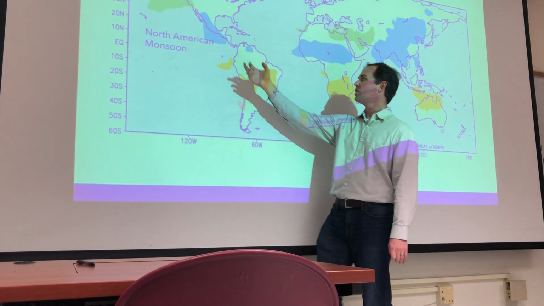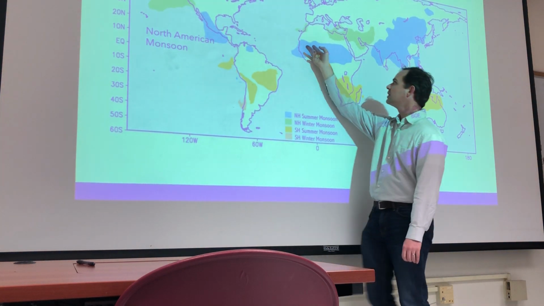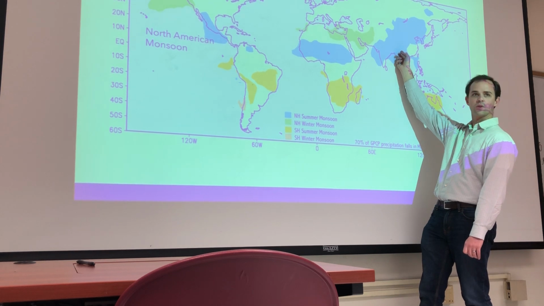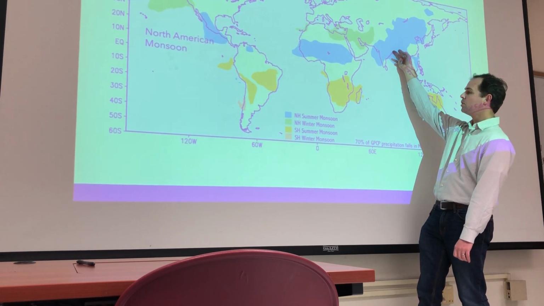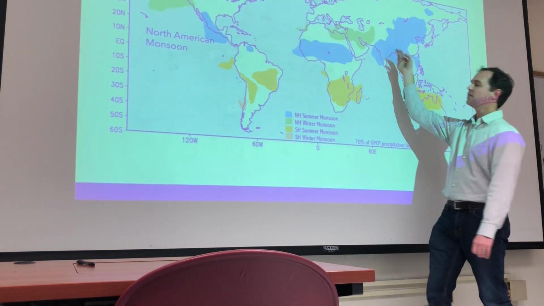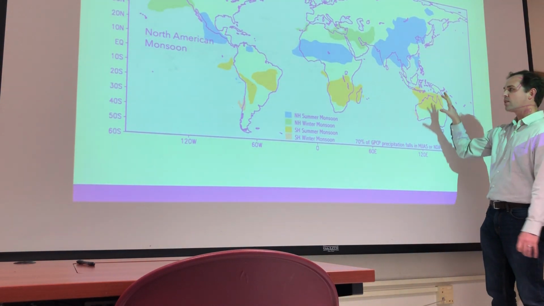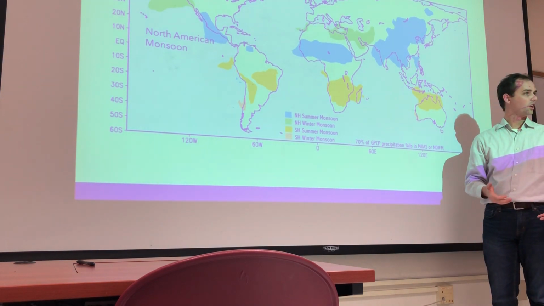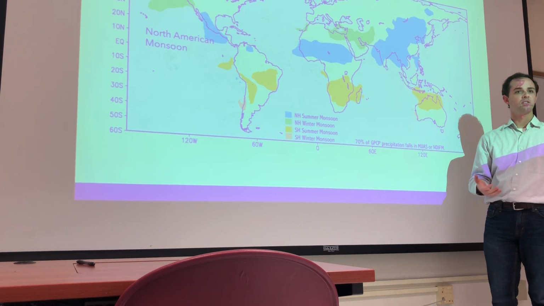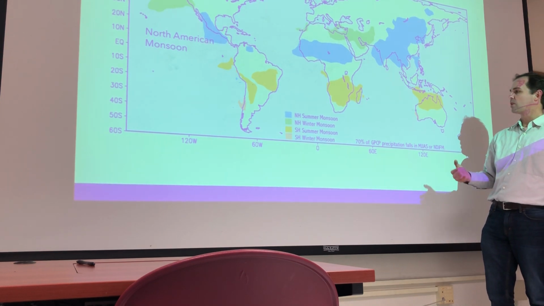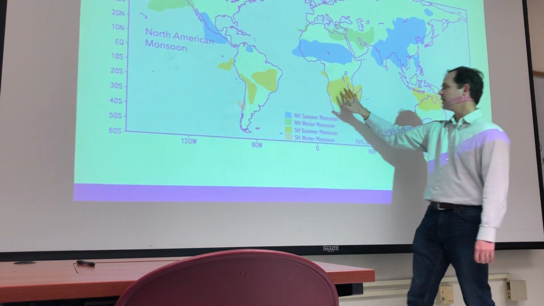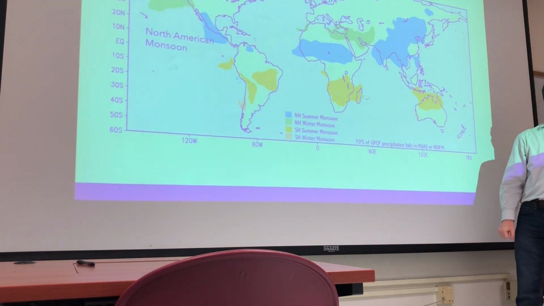So you have thermal heating of the land in northern hemisphere summertime, June, July, and August. These blue regions are the areas where you get peak precipitation during June, July, and August. If we go to the southern hemisphere, the seasons reverse, and so you have peak heating of the land in December, January, February, and then you get the peak monsoon seasons in the southern hemisphere land regions as well.